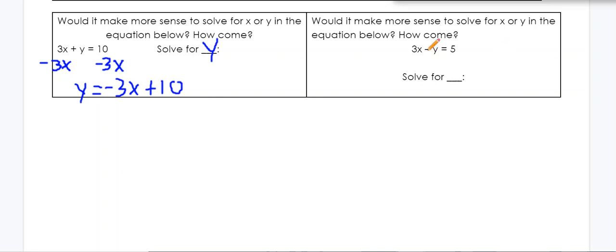Okay, go ahead and do this one over here on your own. Go ahead and solve for which one you think is the easier one to solve for, and then solve for y. Pause your video, and then check your work when you're done.